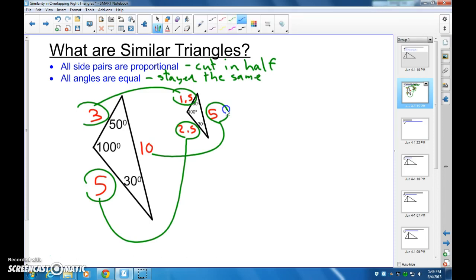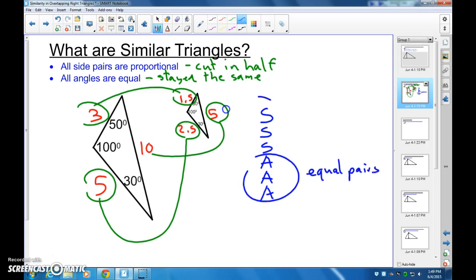So notation that you might see is S, S, S, A, A, A. This is saying all of these are equal pairs, and all of these are proportional sides. For similarity to hold, all three side pairs have to be proportional and all three angle pairs have to be equal. So that's why I wrote SSS and AAA.